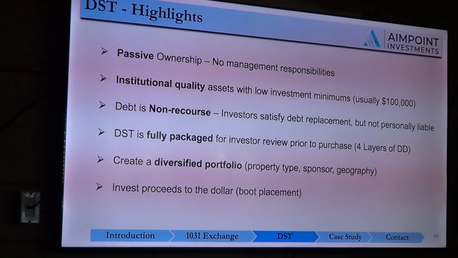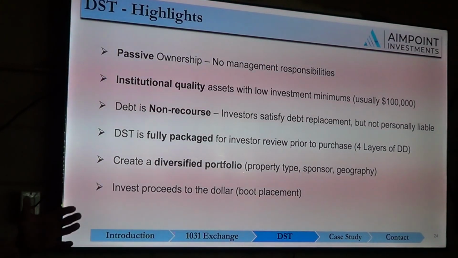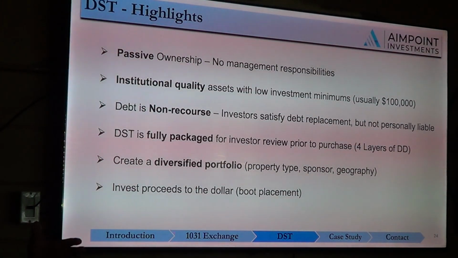We can also create a diversified portfolio. So we custom build this for an investor. If they have a large investment in a piece of real estate, they may sell that, and we can diversify that, as I said, over multiple different properties. And now we've created some diversification of property type, sponsor, and geography.